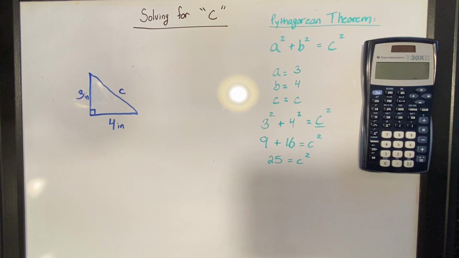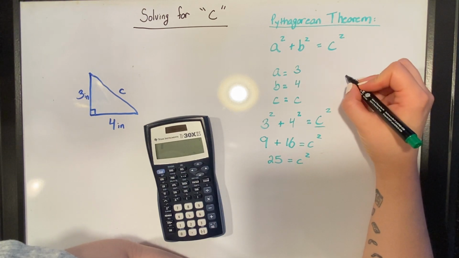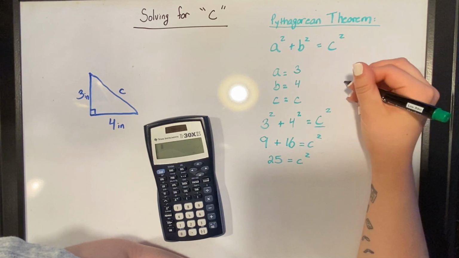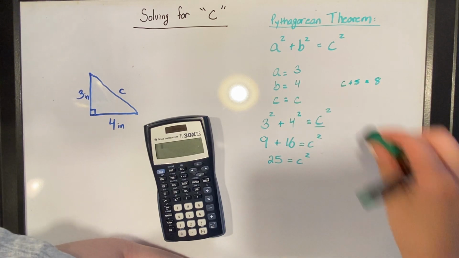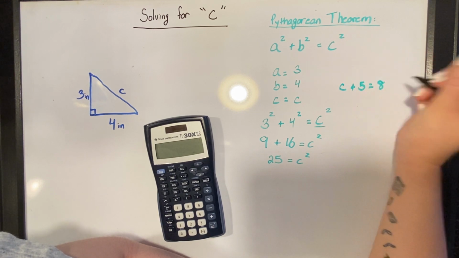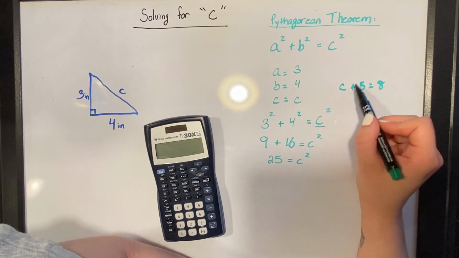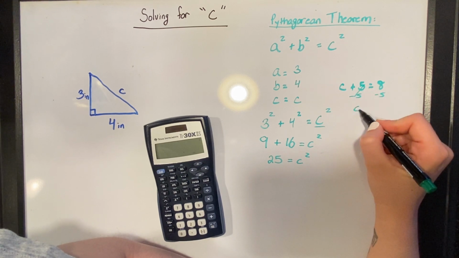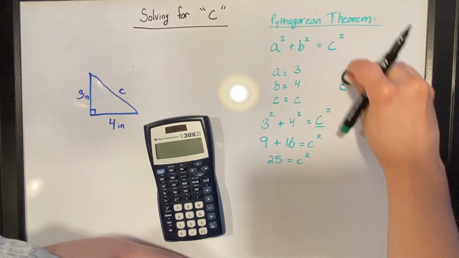So for example, let's say we had c plus 5 equals 8, right? So now we need c to be by itself, correct? Right now we have c plus 5. In order to get rid of plus 5, you have to do the opposite. So we would subtract 5 on both sides. So c equals 8 minus 5, which is 3, right? So you have to do the opposite.